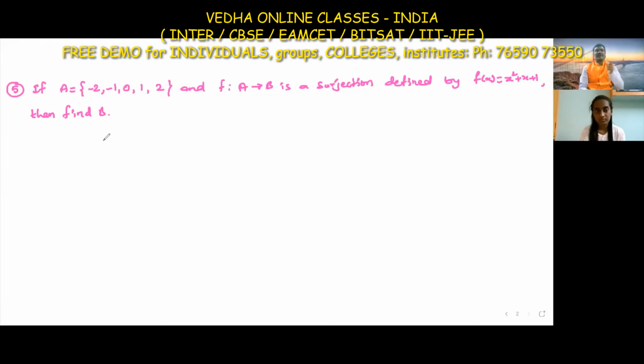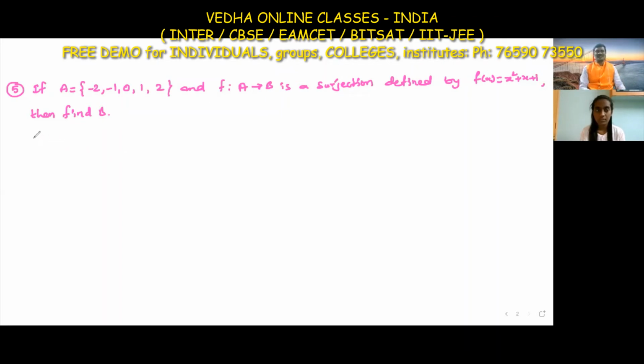Okay, so here if A is equal to {-2, -1, 0, 1, 2}, and f from A to B is a surjection defined by f(x) = x squared plus x plus 1, then find B. This is a very important and compulsory question. Every year repeatedly we get this question, recently in October 2021 exams also. So we got this question, and this is the first question.